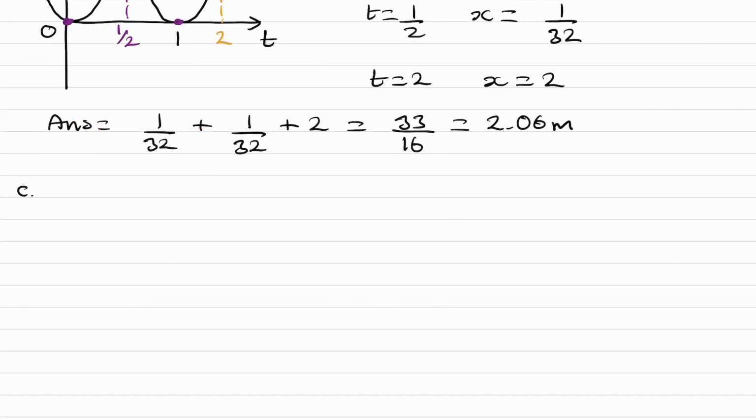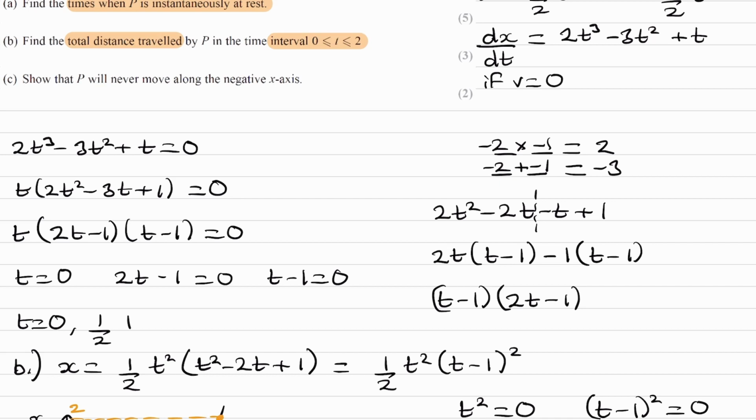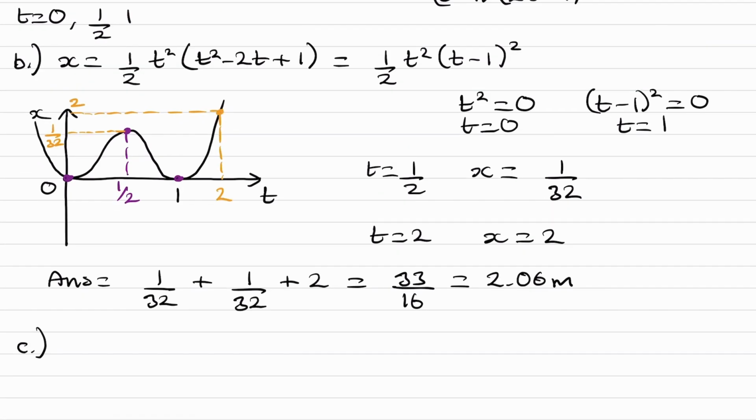And now for part C. So, show that p will never move along the negative x-axis. Okay, so if p will never move along the negative x-axis, that means that x will always be positive. What is x equal to? x is, I'll use the factorized form. That will help us explain this. So this is what x is equal to.